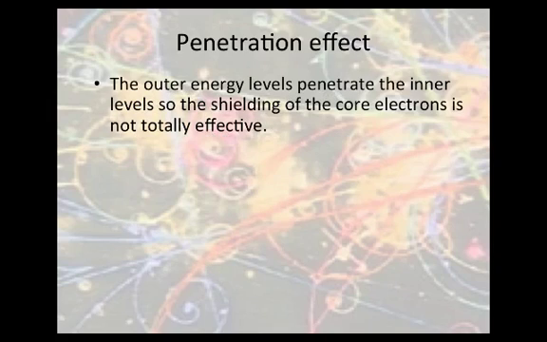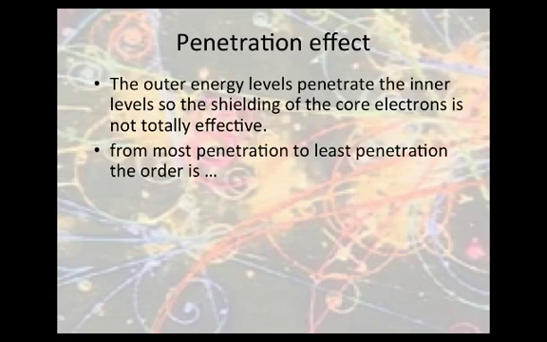So the outer energy levels penetrate the inner levels. The 4s penetrates the 3d, so that the shielding of the core electrons is not totally effective, and that affects the properties of the elements we're looking at.